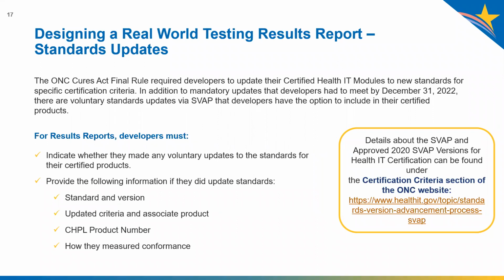Now, in the results report template, we note the developers must report on and indicate whether they made any voluntary updates to the standards for certified products. And then for any updates, whether voluntary or mandatory, you have to provide the standard and the version, the updated criteria and associated product, the CHPL product number, and how you measure conformance, okay? And then here's the link to all the SVAP stuff, just to make sure you have all your bases covered and you can check on what updates you've made.